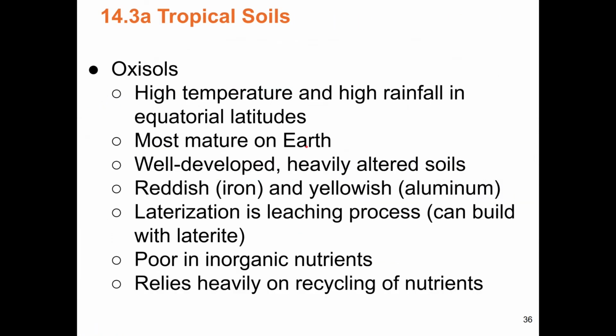So oxisols occur in tropical rainforests. They're well developed, heavily altered. They're reddish. We have oxisols in the foothills of the Sierra, that orange soil that stains your shoes, stains your car. That is an oxisol. It's an old weathered tropical soil from the Pleistocene era. Laterization is the leaching process that causes the soil to become this rocky material called laterite. Very poor in nutrients because they get washed away. So the nutrients are actually in the plants. In the rainforest, the nutrients are in the plants. So when the plants get cut down, the nutrients get stolen.